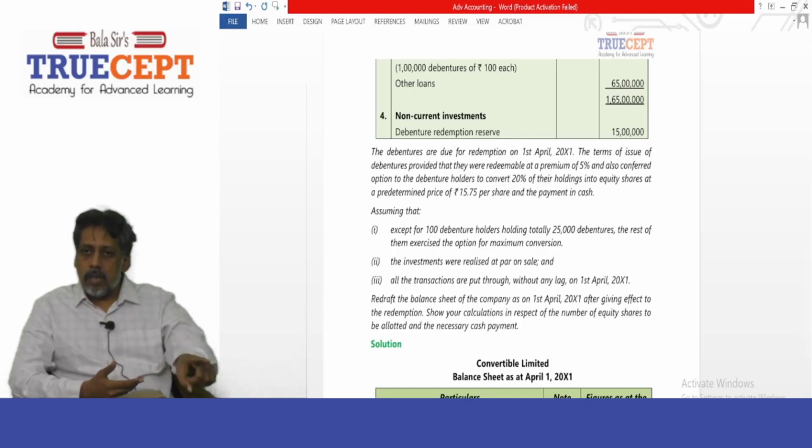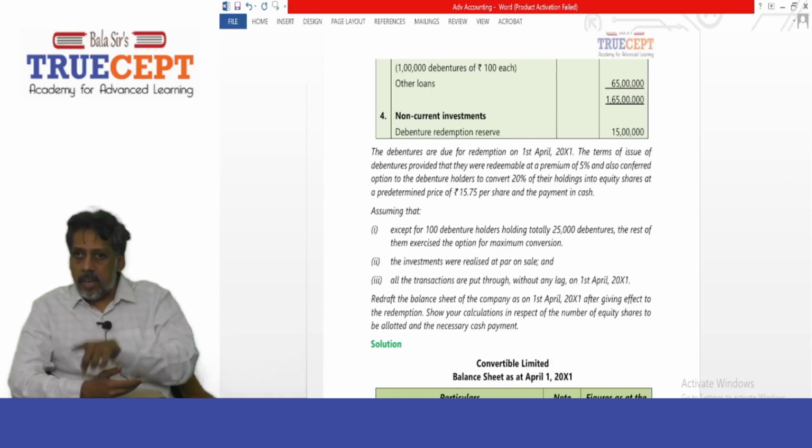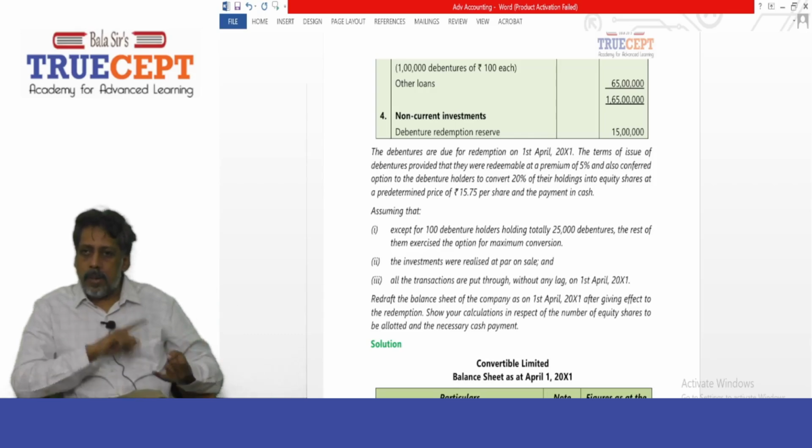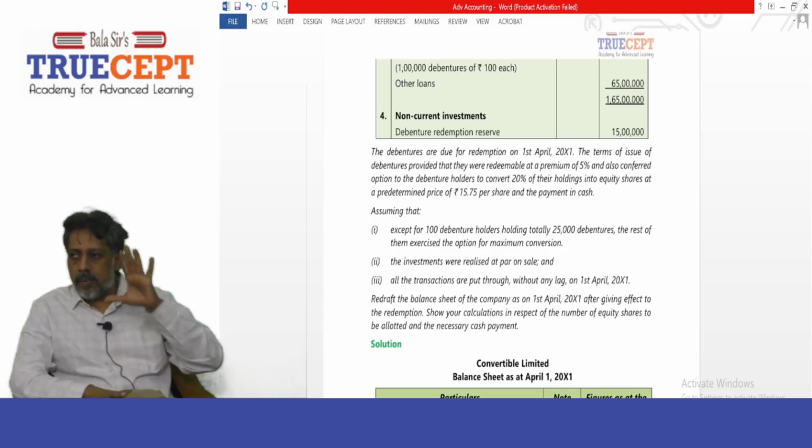That means you have promised the debenture holders to repay rupees 105 for every debenture. So 5% premium. Face value is rupees 100 each, 5% on that is 5 rupees premium on redemption. In all, 105. Next.